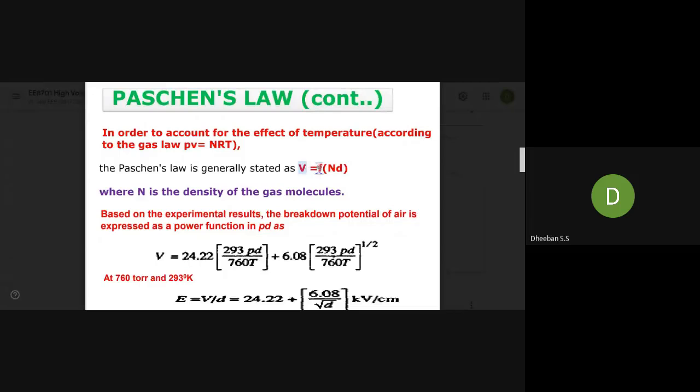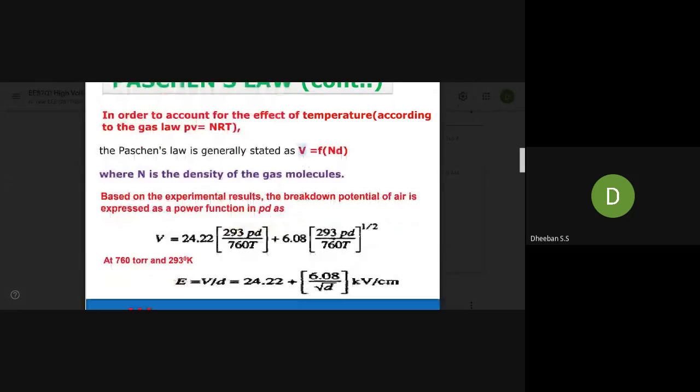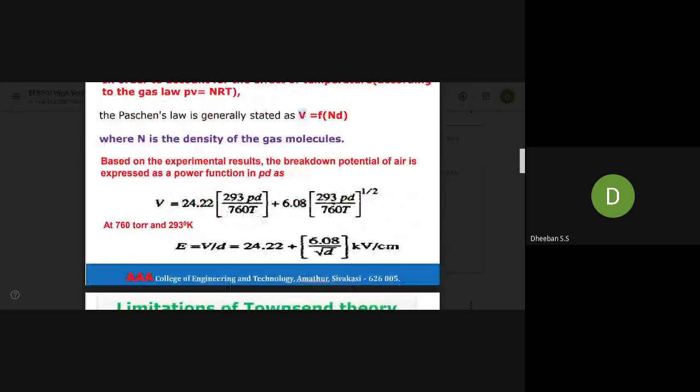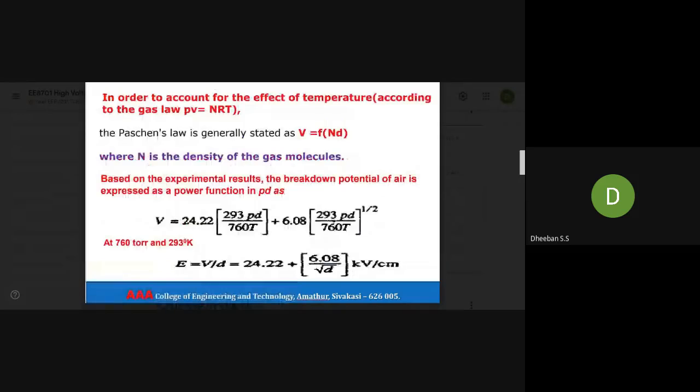So this is a function of, F of N refers to function, where N is the density of the gas molecules. This is the basic equation here too: 24.22 plus 6.08 by root D, in kV per centimeter. This will come under the derivation part. I will be posting the derivation part after a few lectures.